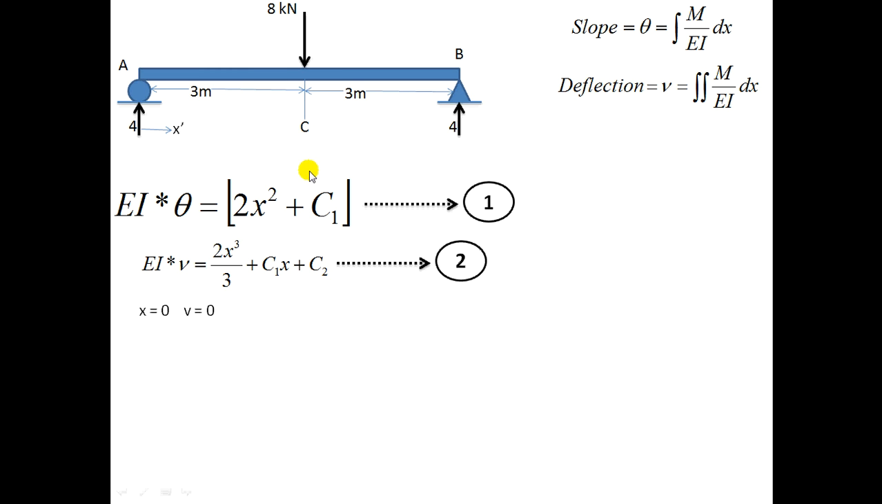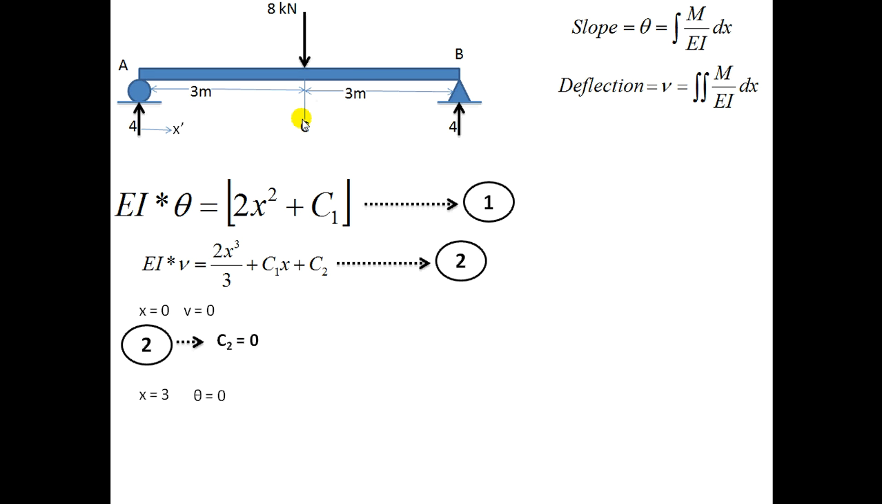Now how will we find out the values of C1 and C2? We will find these values by using the boundary conditions. You must be familiar with the term boundary condition. Boundary condition means here, in this case, at points A and B the deflection must be 0, because the deflection is always 0 at the supports, whether roller support, pin support or fixed support. At x equal to 0, at point A, the deflection is equal to 0. Putting these values in equation 2, I will get C2 is equal to 0.